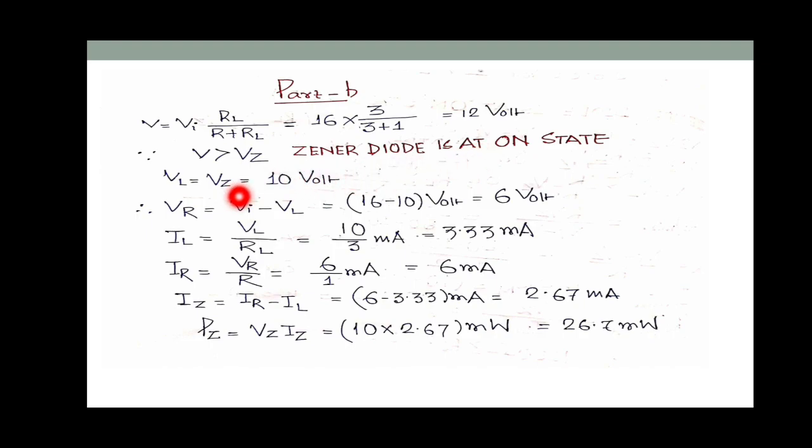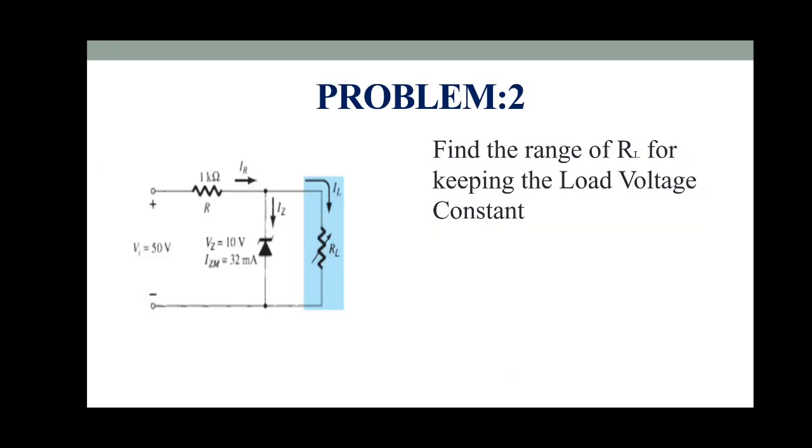And since it is in the on state, the load voltage will now be constant at the value of Vz, that is 10 volt. And now you apply basic KCL, KVL, and you can derive these values. And Pz is now Vz into Iz, that is 26.7 milliwatt. You please solve this problem by yourself.